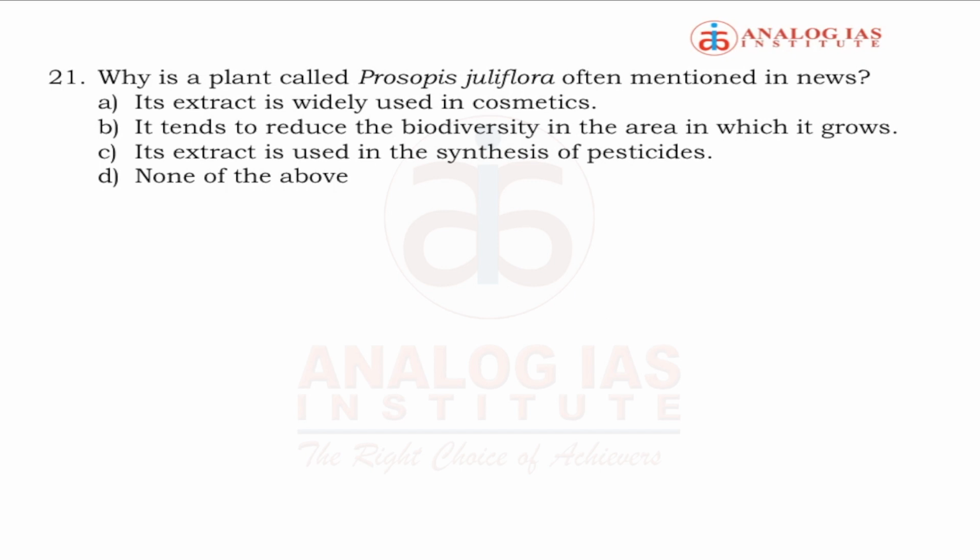Why is a plant called Prosopis juliflora so often mentioned in news? Please remember, Prosopis juliflora is a native of Western Africa. This is a very fast growing plant. Normally when plants are cultivated in places which are not a native habitat for that plant, that kind of plant is called an exotic plant. For example, Prosopis juliflora is native to Western Africa. So if it is brought to India and cultivated in India, it becomes an exotic plant.